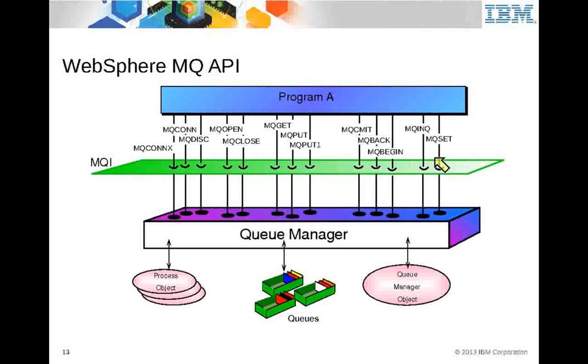And then MQ INQ (inquire) and MQ set are a couple of special API calls that allow you to inquire and set some things on some of the MQ objects. So if you wanted to maybe look at something on a queue, you could do that. And so you use all those API calls to talk through the MQI to the queue manager to get your work done.